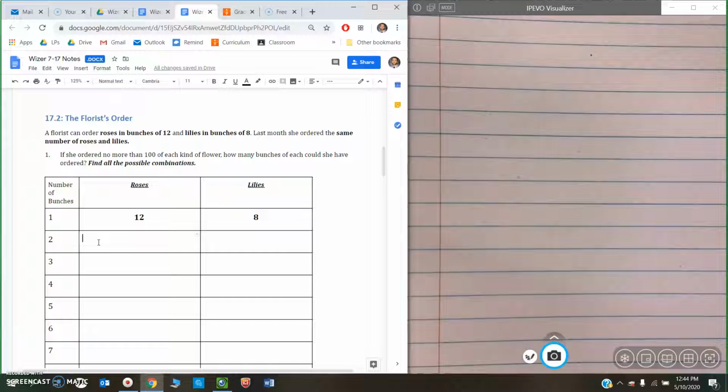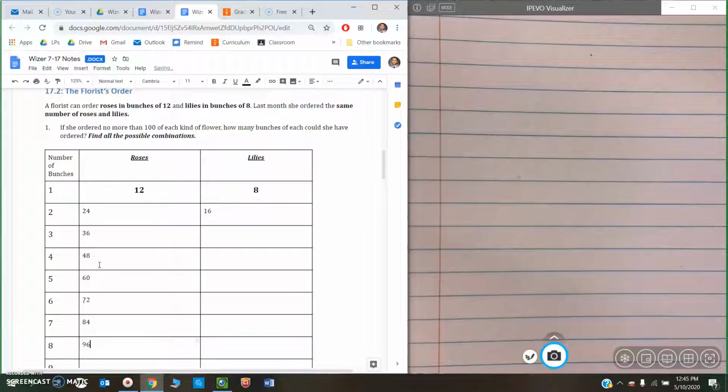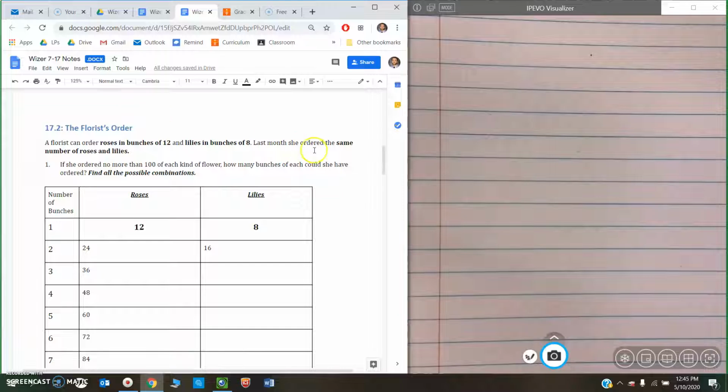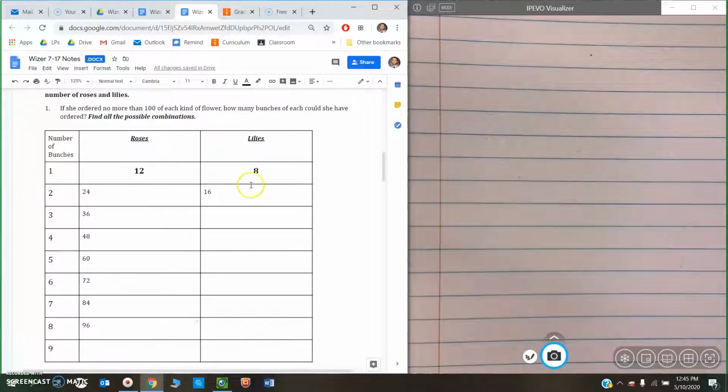So once again, we can see clearly if we ordered one bunch of each, one bunch would give us 12 roses and 8 lilies. So this is kind of like a ratio table. If I got 2 bunches, then that would be 24 roses, and that would be 16 lilies. So why don't you pause this video and go ahead and fill it all out yourself. Just to jump down, 36, 48, 60, 72, 84, and 96. And I've got to stop there for the roses because it said that she ordered no more than 100 of each kind of flower.